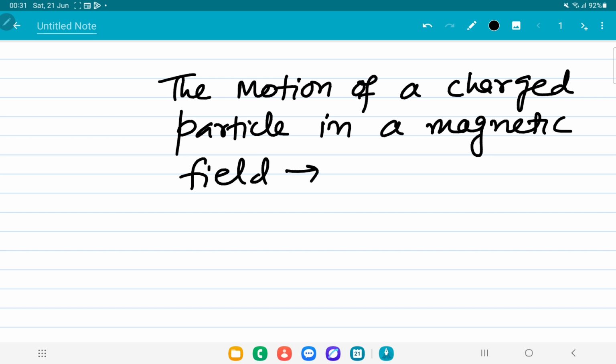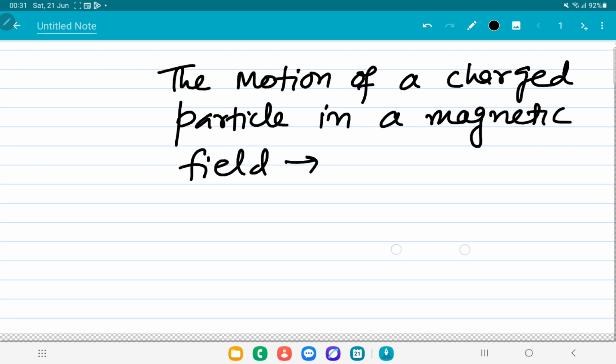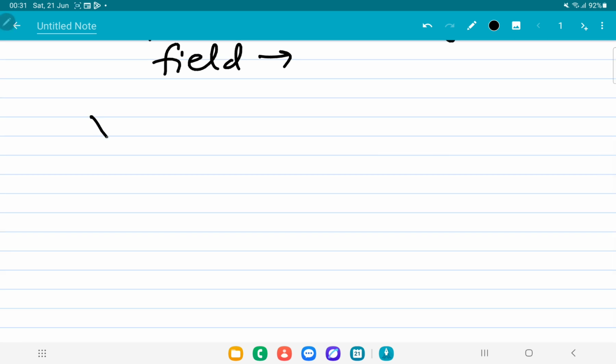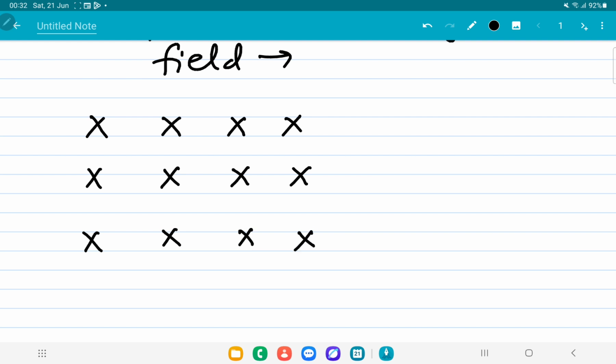So firstly we imagine that we have a uniform magnetic field like this. Cross implies that the magnetic field is acting into the plane of paper, and it is a uniform magnetic field. And the magnitude of this magnetic field is B.